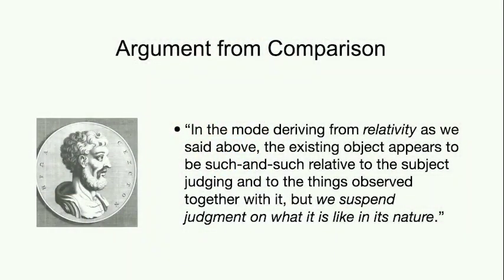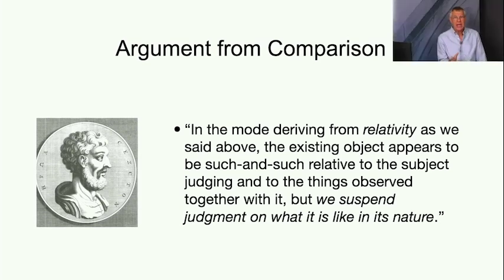In the mode deriving from the relativity, as we said above, the existing object appears to be such and such relative to the subject judging and the things observed together with it. But we suspend judgment on what it's like in its nature. So how we see things depends on the context in which we see them, and it depends on us, not just on the object. That makes it really difficult to tell what the qualities that we're perceiving are really in the object and which of those qualities are really in us.